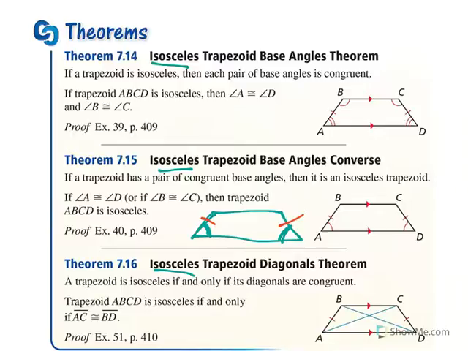And then our last one focuses on diagonals. Remember, diagonals connect vertices that are not consecutive. They're going to be across from each other. Diagonals go through the shape, like a cut across. And so our isosceles trapezoid diagonals theorem tells us that if it is isosceles, then its diagonals are going to be the same size. They're going to be congruent. So in this picture, I can mark each of these diagonals with two marks because they're congruent with each other.